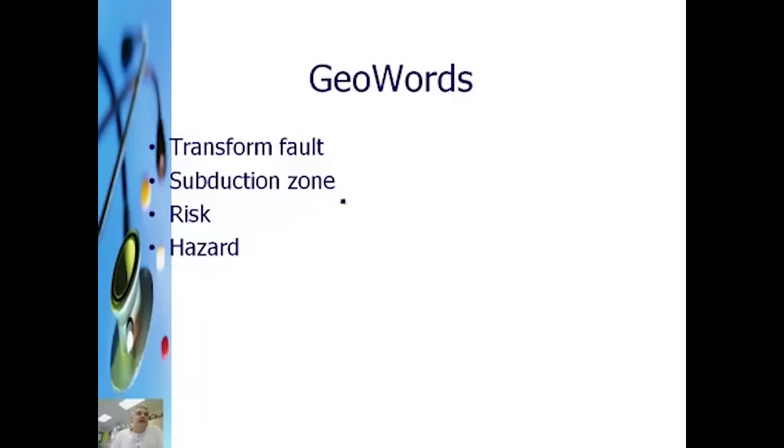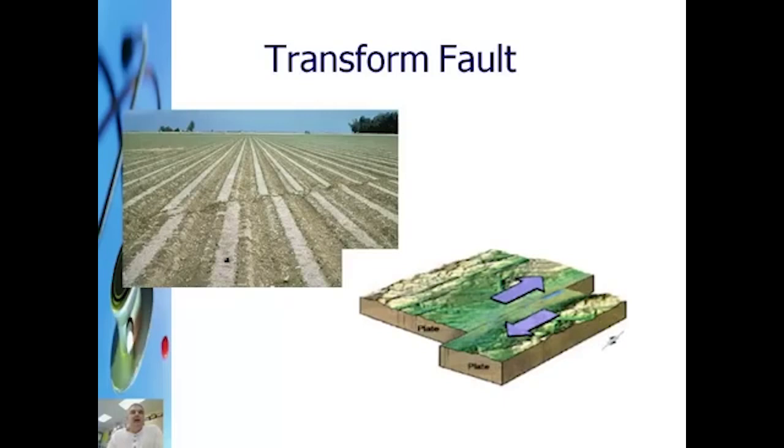All right. Today we want to cover some words whose definitions you're going to learn. They are transform fault, subduction zone, risk and hazard. Risk and hazard? I bet you know what those mean already. All right, let's talk about what a transform fault is.